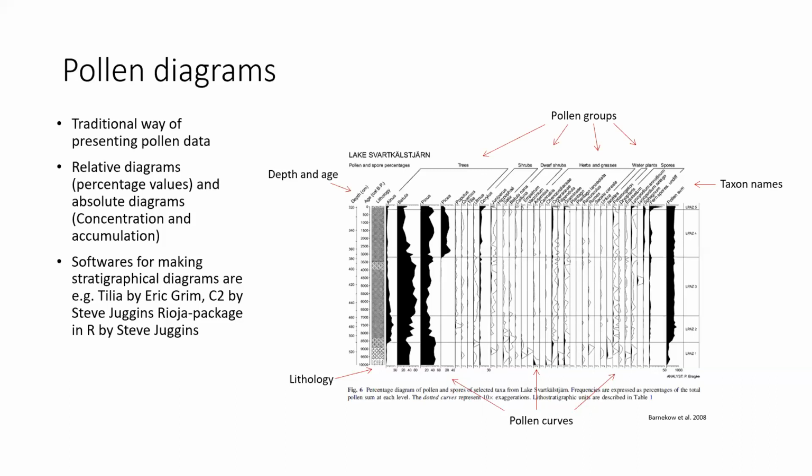Then sometimes the pollen diagram can be divided into different zones, basically based on the changes in the data. But these are usually the main elements you can see. Then also usually it says whether it's a relative or absolute diagram. This is percentages, so it's relative from the whole sum. Then usually there's the analyst who analyzed the pollen in the diagram.